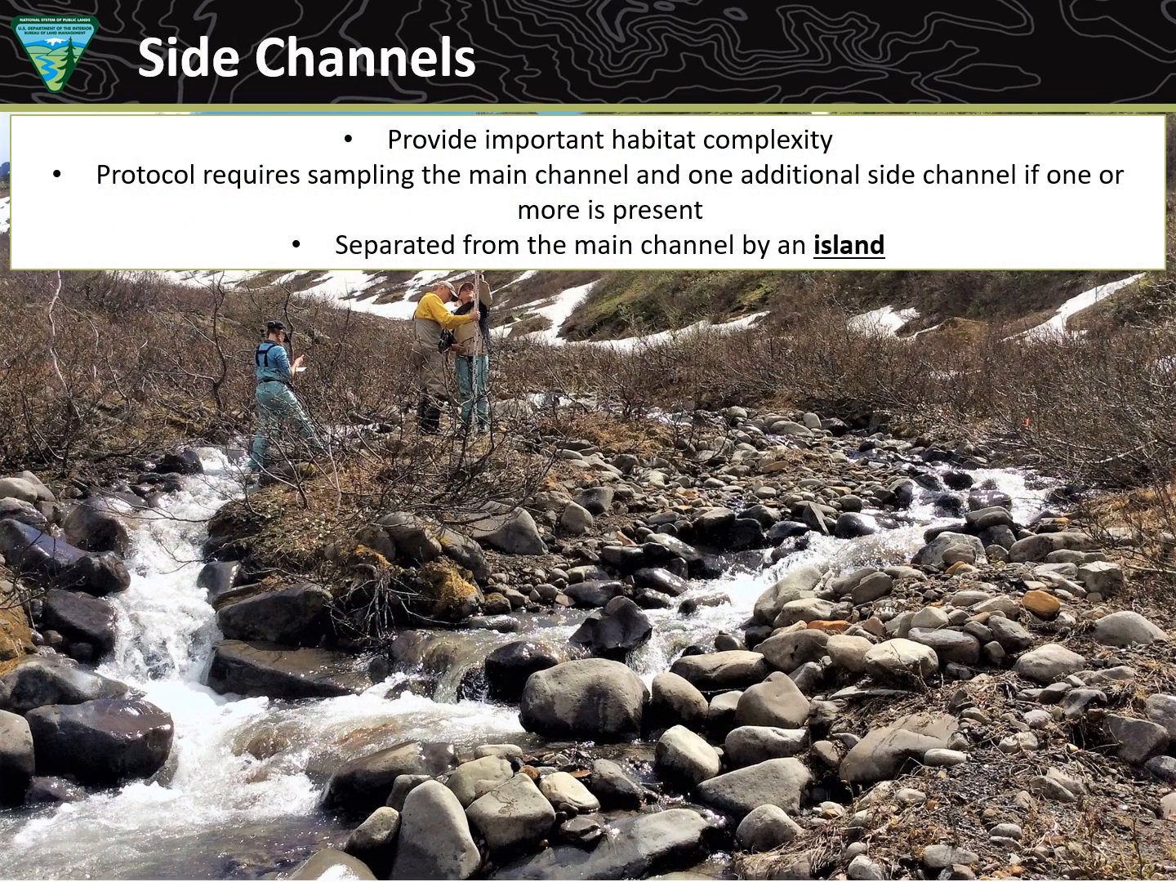The final critical concept covered in this video is side channels. Many streams have multiple channels. These side channels create important habitat complexity. The Aquatic AIM Protocol requires sampling the main channel and one additional side channel if one or more is present. Side channels must be separated from the main channel by an island rather than a mid-channel bar in order to count as a separate channel.